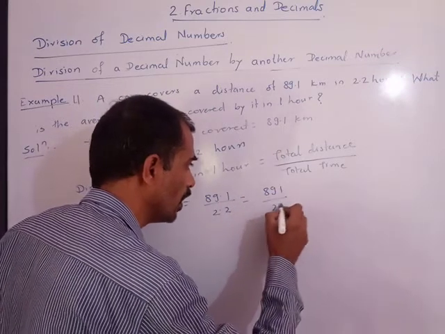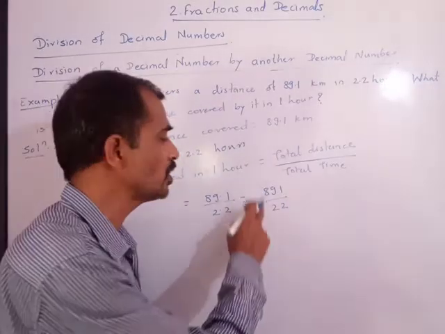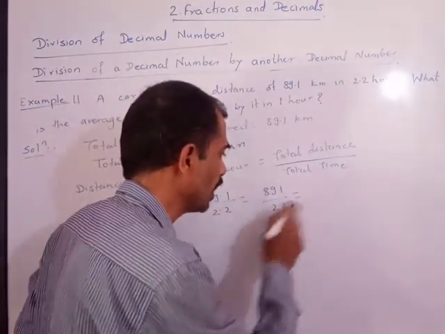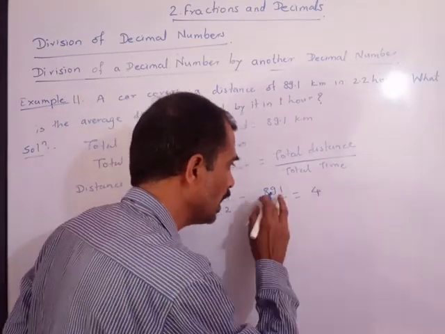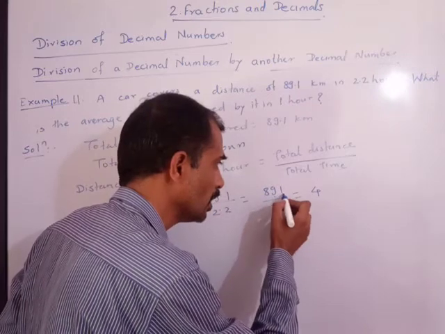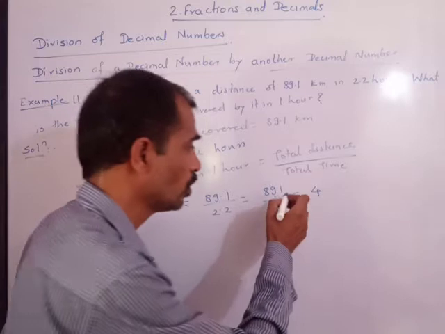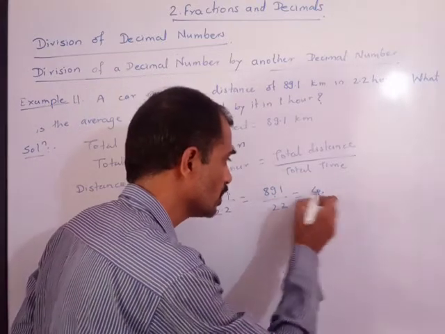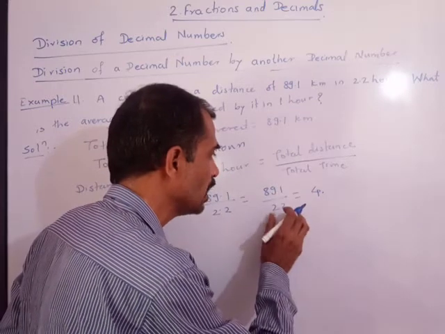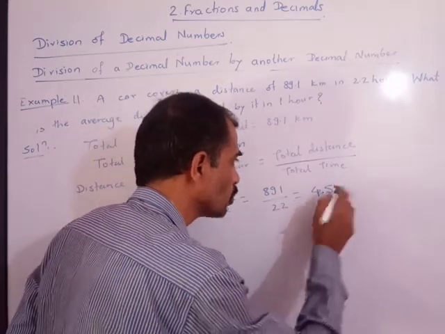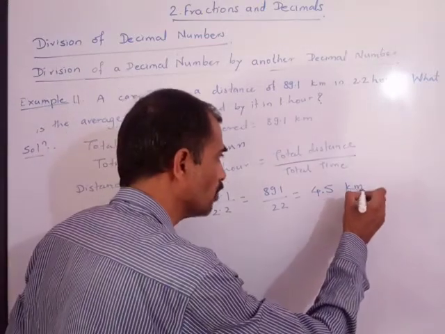So it will be 891 upon 22. Now you can either divide by 11 first or divide by 22 directly. You will get 22 4s are 88. What is the remainder? 11. So 11 we can't do. We have to add 0 to this. So if you add 0, we will get 110 and it will be 5. So 4.5. Distance covered in 1 hour will be 4.5 kilometers.